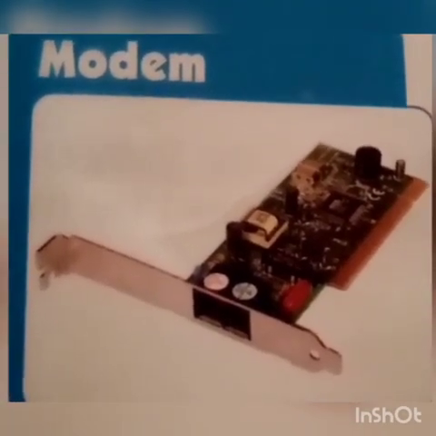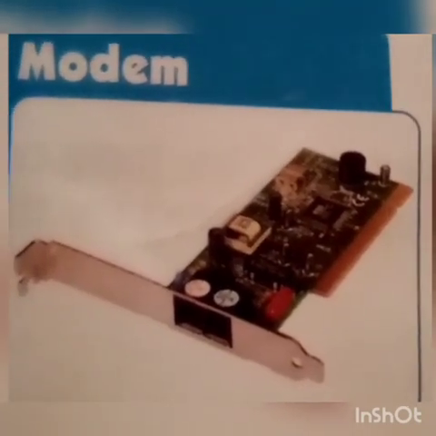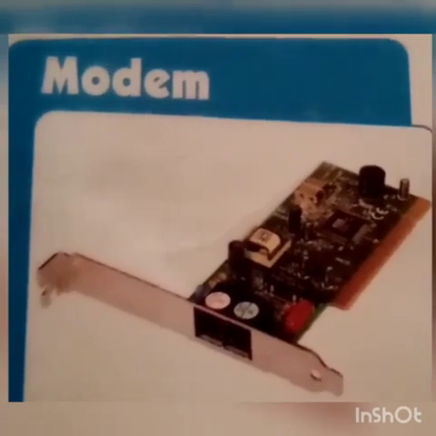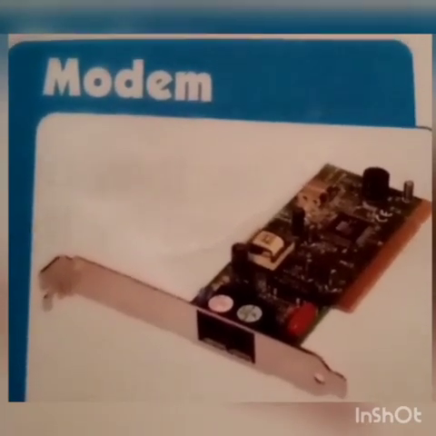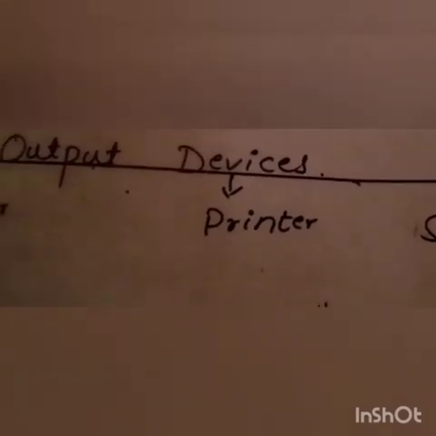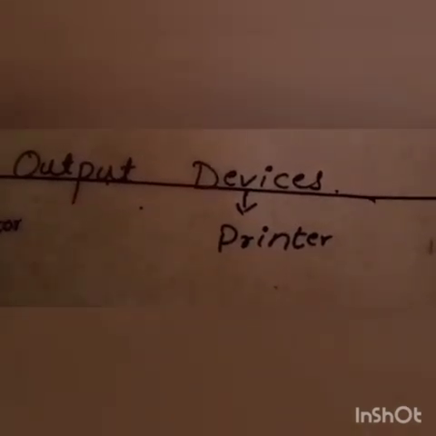Modem. Modem is used to connect your computer with the other computers present all over the world using telephone lines. This whole connecting system of computers is known as Internet. Output devices. Output devices are used to obtain the processed data from the computer. Here are some examples of output devices.